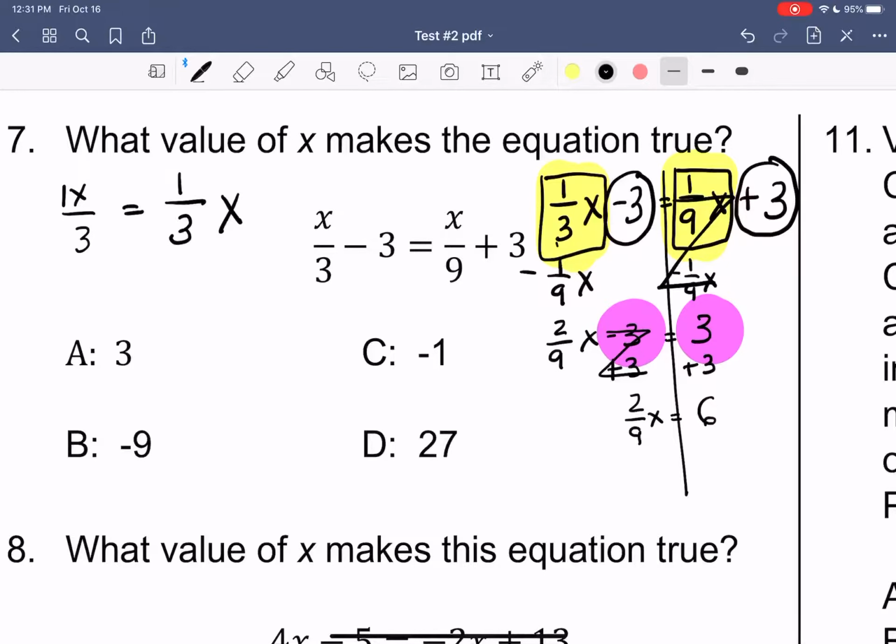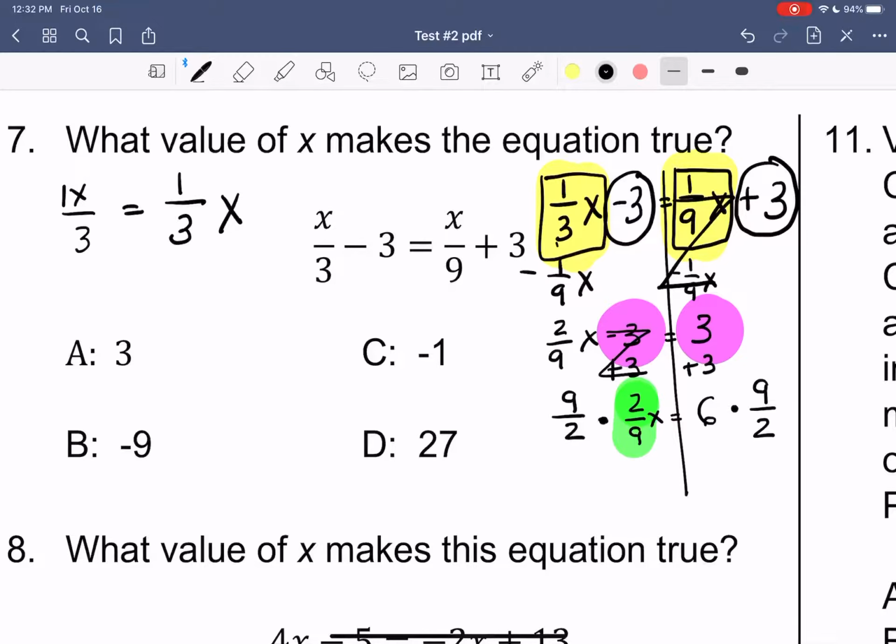And our last step is to ask ourselves if we have a coefficient other than 1. And in this case we do. Our coefficient is 2 over 9. So what we're going to do is multiply by our reciprocal. So the reciprocal of 2 over 9 is 9 over 2. I don't change any signs when I'm doing the reciprocal. I just flip the fraction. So I'm going to do that on both sides.